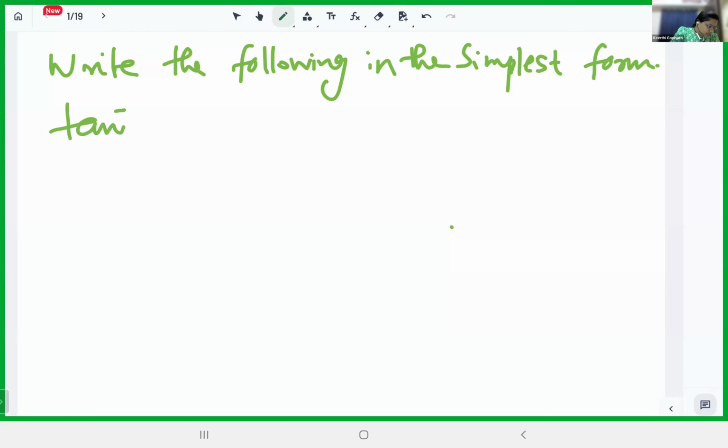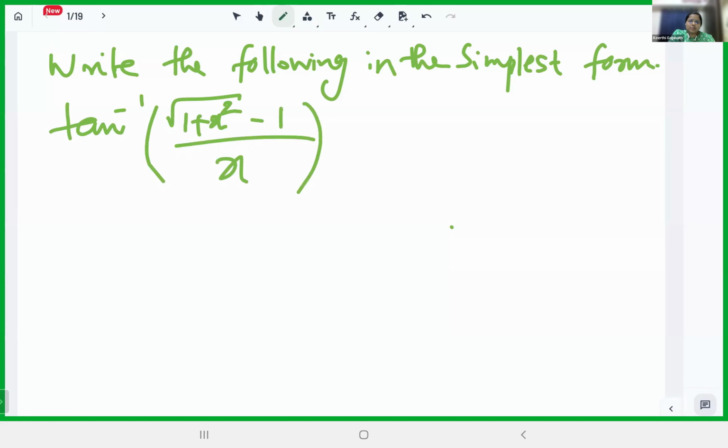So the first question is tan inverse of (root of 1 plus x square minus 1) by x. And they have given the domain x not equal to 0. X cannot take the value 0. Okay. So we have to reduce this into its simplest form.